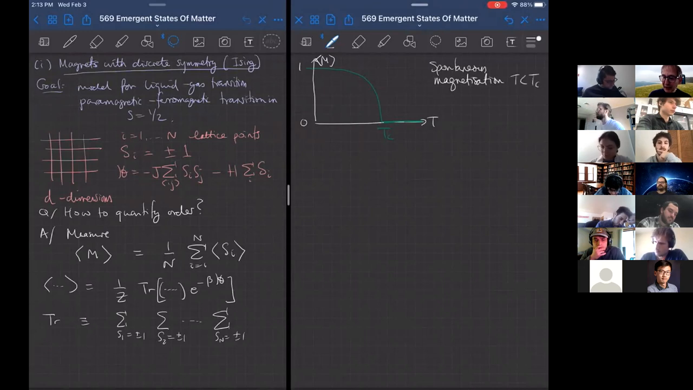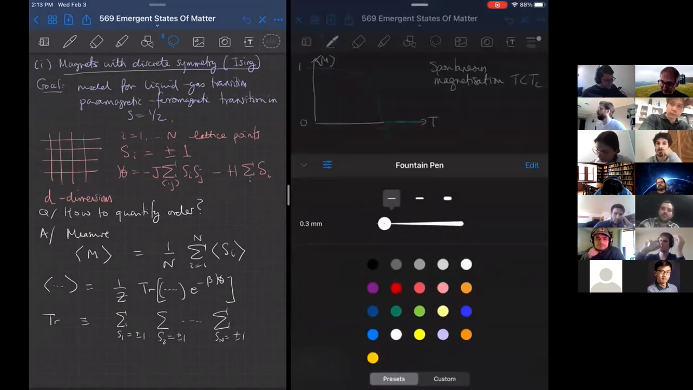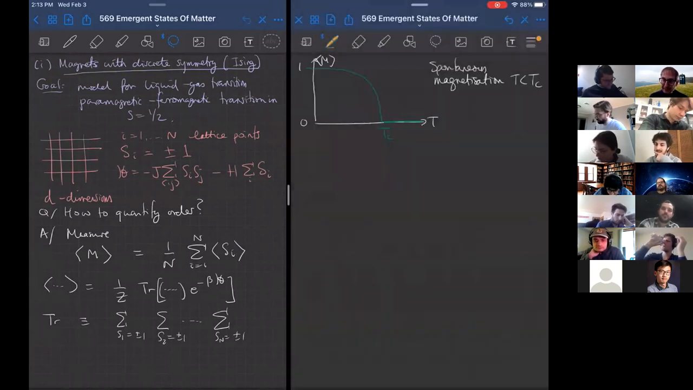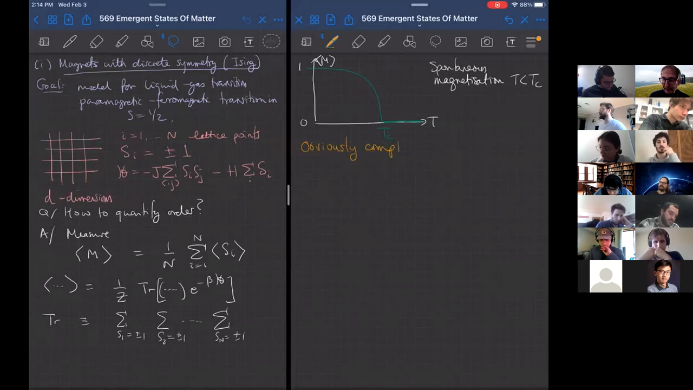For temperatures less than T_C, and this picture is one you've seen before, and it's obviously completely wrong. Okay, it's impossible for this to happen. So let's just see why that's the case.